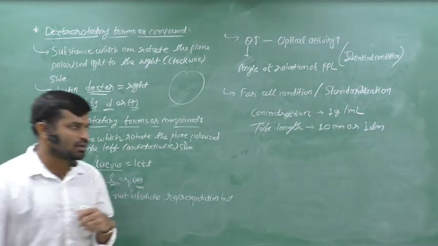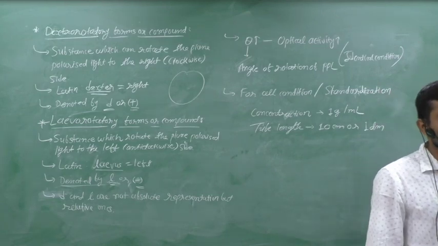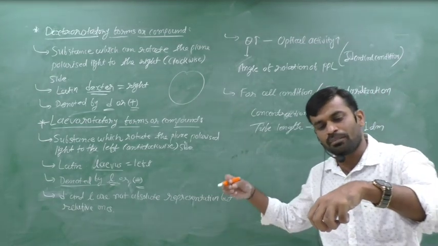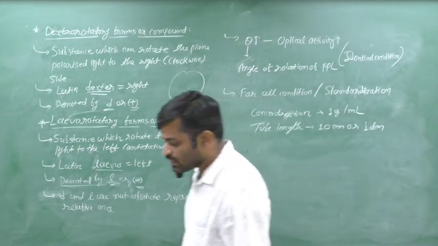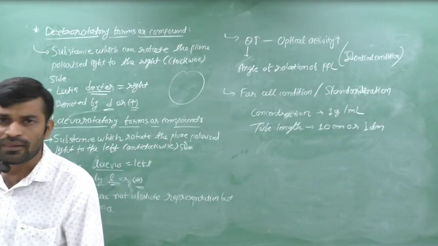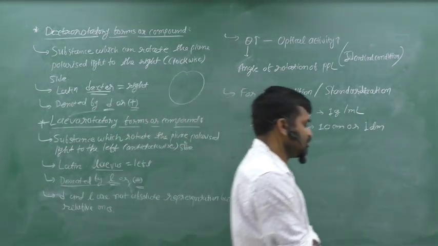Only with the polarimeter can we know whether it is a D form or L form, because we can put the solution of this compound in a polarimeter and pass the plane polarized light through it. If the plane is rotated towards the right side, it is dextrorotatory, and if the plane is rotated towards the left side, it is levorotatory.